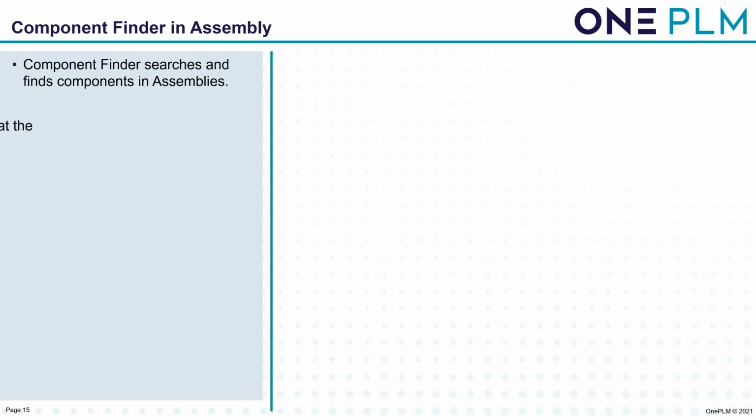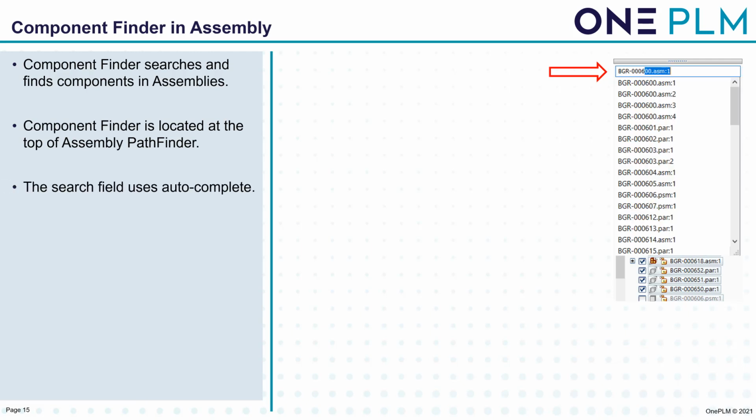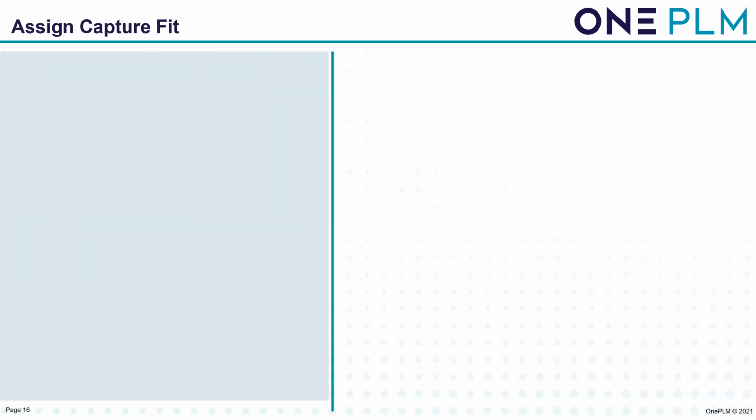So another new option. At the top of Pathfinder, we've got our component finder. So we haven't got to go up to the command bar and try and find this, or use our search tools or anything. We can just find this at the top of Pathfinder. And we've also got an autocomplete option there as well. We've got autocomplete somewhere else as well, which is actually quite nice, so we'll cover that later. We can use this to find parts, and it's going to highlight those parts once you've selected them.